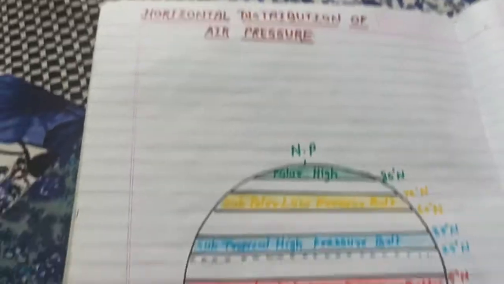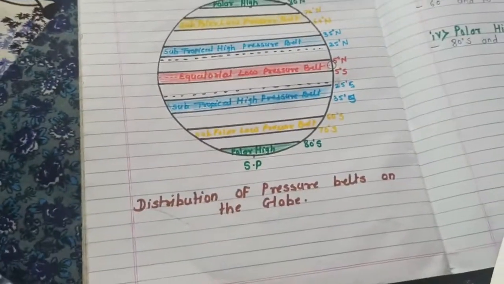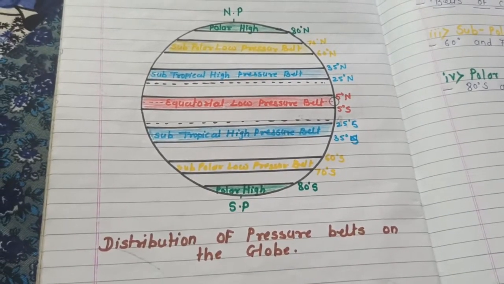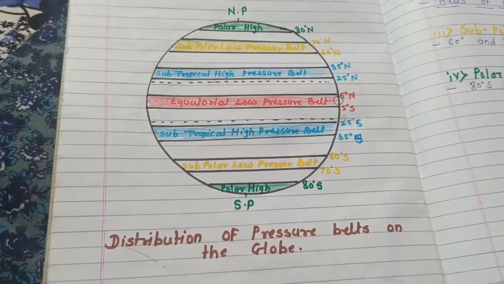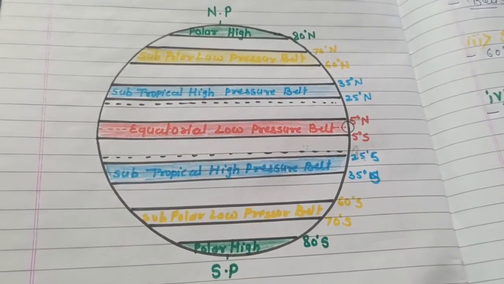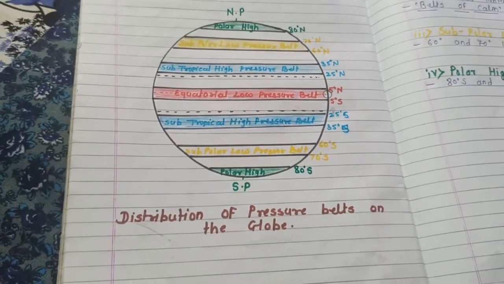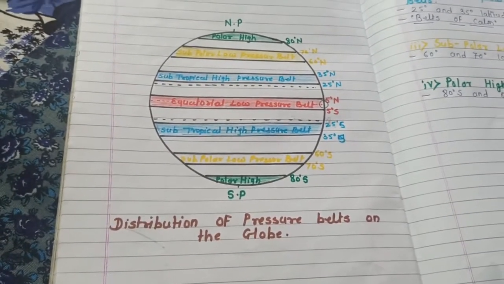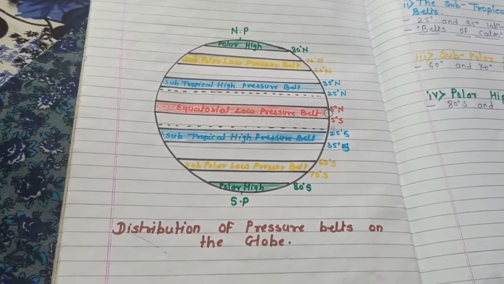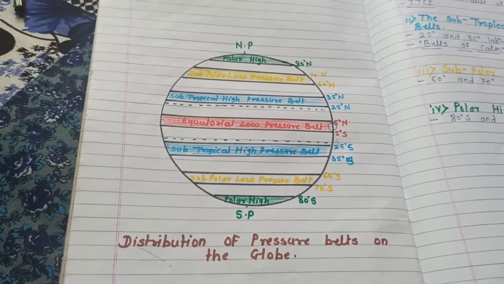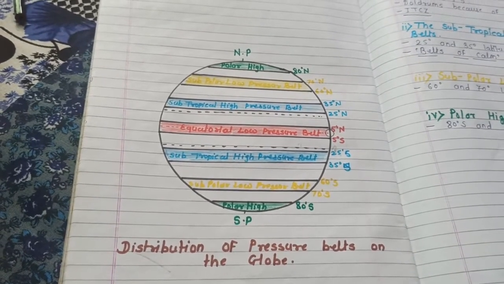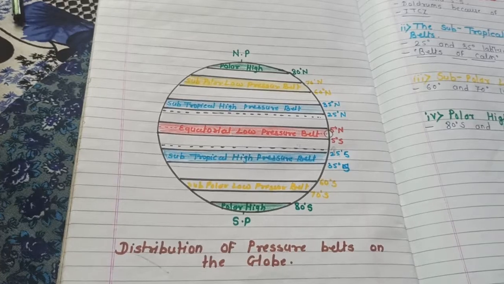So let's get started. This is the simplest figure of the distribution of air pressure on the globe, a simple diagram of horizontal distribution of air pressure. Firstly, we start with the horizontal distribution of air pressure. It is also called the surface distribution of pressure on the surface of the earth.